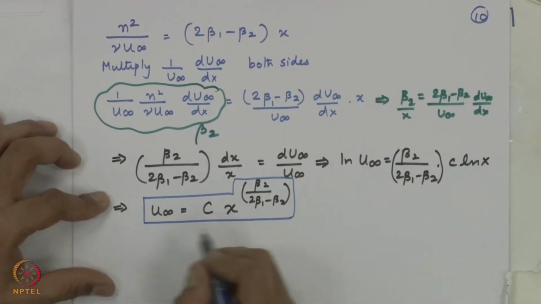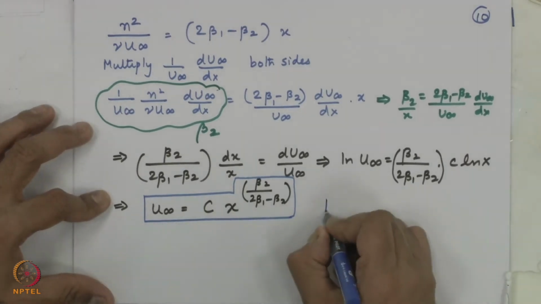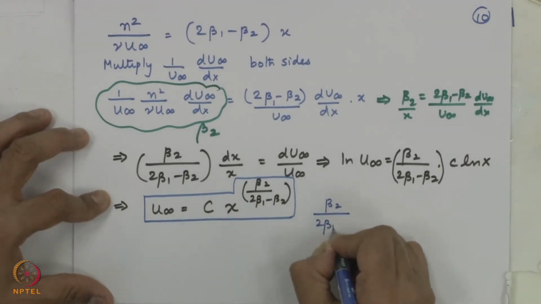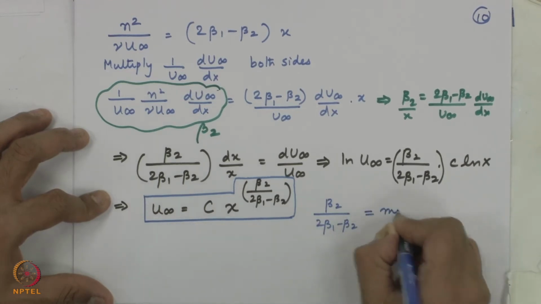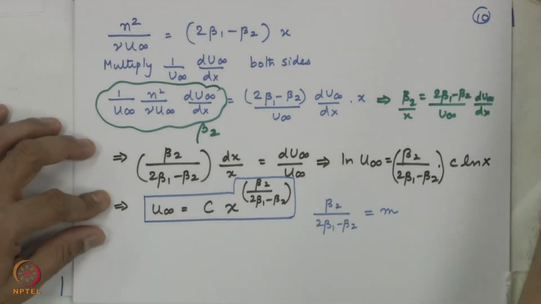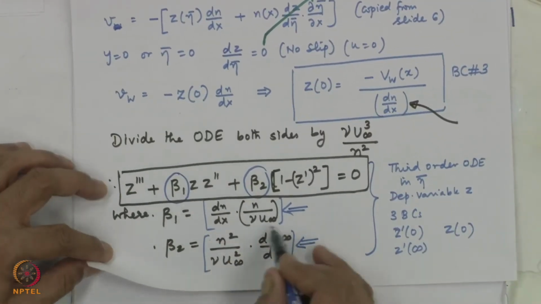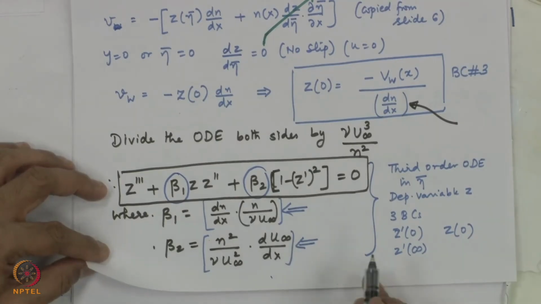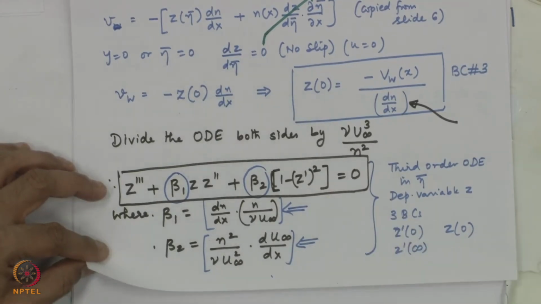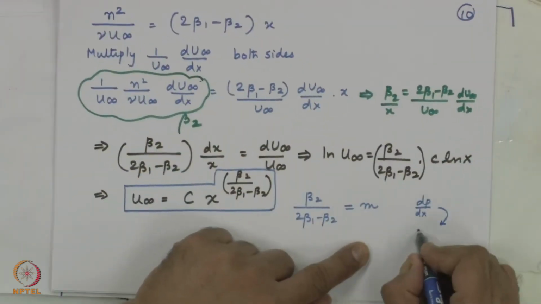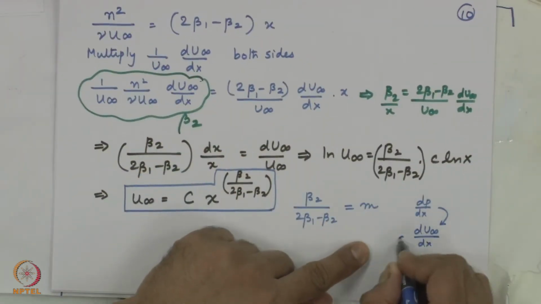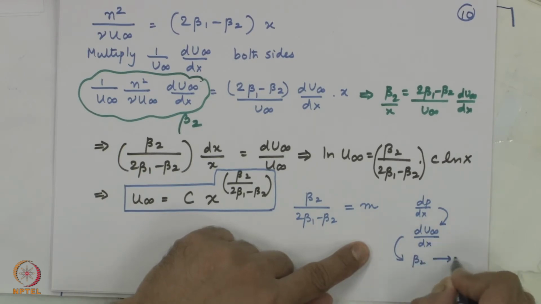Okay. This form, beta 2 over 2 beta 1 minus beta 2, we will call as m. And just let us go back to the definitions. What is m? It is 2 beta 1 and beta 2. What is beta 2? It has du infinity by dx. Where did this du infinity by dx come from? It came from dp by dx form, correct? So, if you go back to the history of where we started, dp by dx was related to du infinity by dx, which was then related to beta 2, which is now related to m.